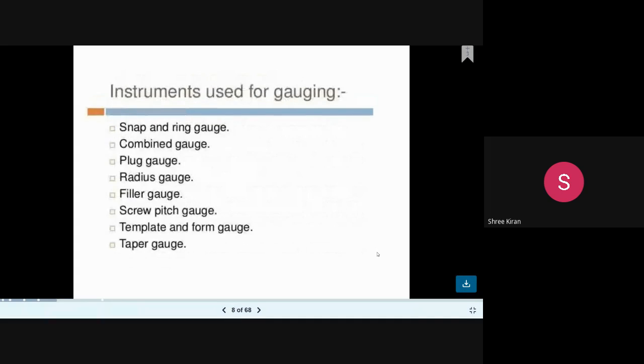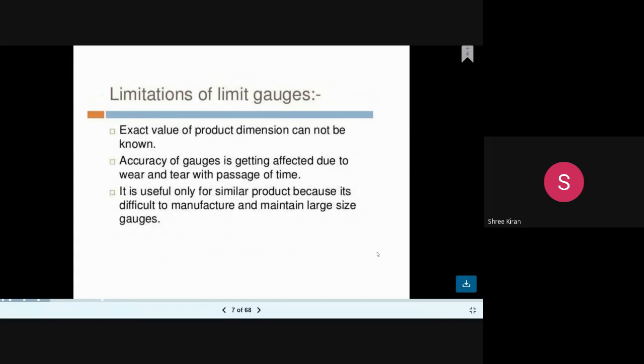Then the main limitations of gauging are that the exact value of the product dimensions cannot be known, and the accuracy of the gauges is affected due to wear and tear with the passage of time. It is also useful only for similar products, because it's difficult to manufacture and maintain large size gauges. So these are the basic limitations of limit gauges.